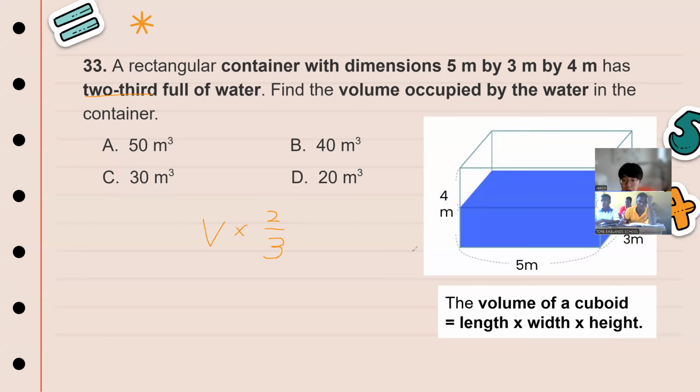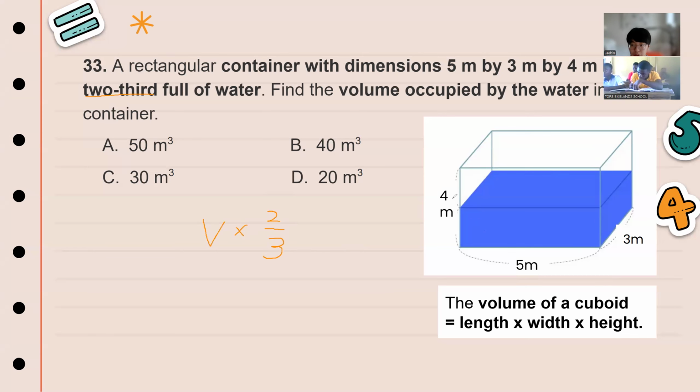Yeah, and how do we find the volume for this cuboid or this rectangular container? We multiply the dimensions, right? 4 times 5 times 3. And that's how you find the volume.